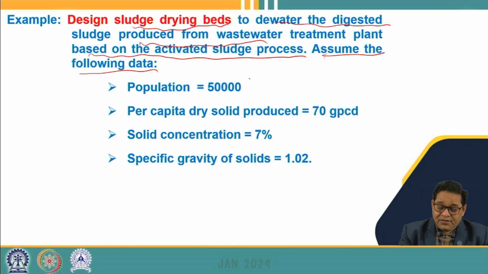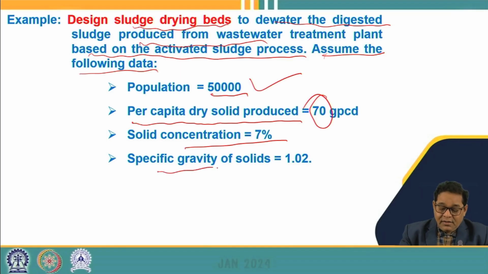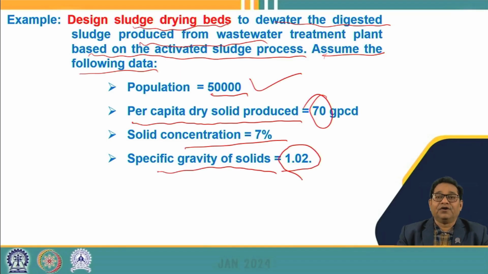Here the population data is given, like the treatment plant is serving a population of 50,000. Another criterion given is the per capita dry sludge produced, that is 70 gram per capita per day, and the solid concentration in the sludge is also given as 7%, and the specific gravity of the sludge solid is 1.02.